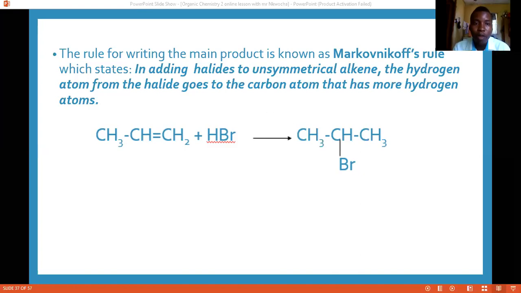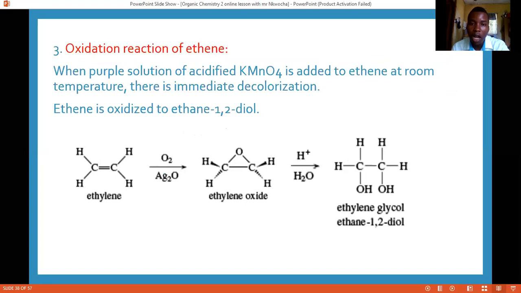All right, we have 5 minutes. Then this is the oxidation, like I've already shown you here. This is another reaction that we use to differentiate between alkane and alkene.